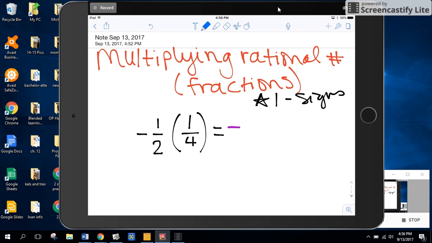Okay, now when multiplying fractions, I multiply straight across in the numerator. So 1 times 1 is 1. And I multiply straight across in the denominator. So 2 times 4 is 8. So this would be my final answer.